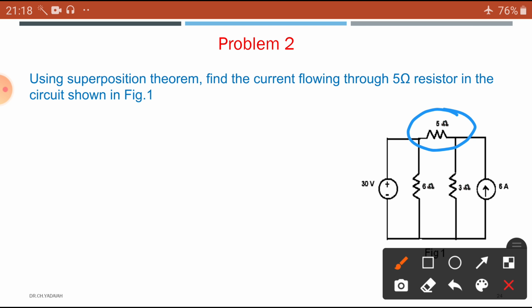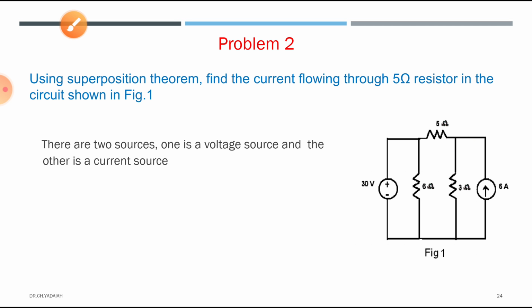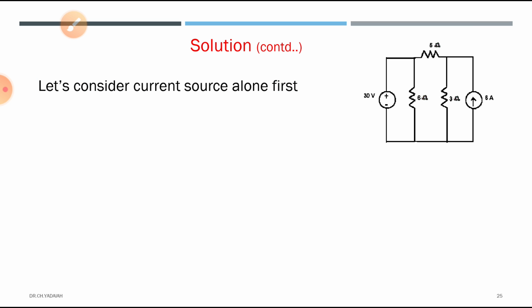Simple. You apply one source at a time only. Then find the value in the 5 ohm. Then find for your mother. Find the values. After that you sum both, then you get the answer. Okay, now do it. There are 2 sources, one is a voltage source and the other is a current source. So we have to consider one source at a time as per our theorem.